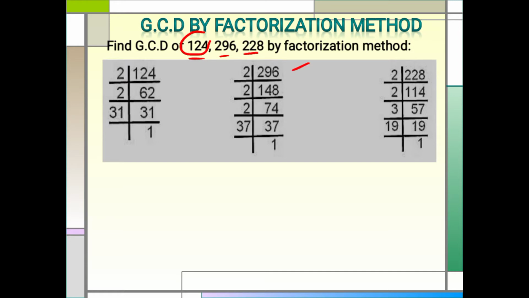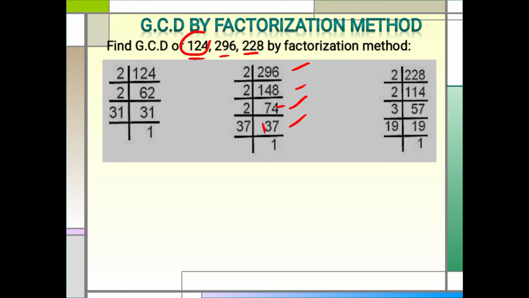Now 296. So first you will divide 296 by 2. So 2 ones are 2, 2 fours are 8 and 2 nines are 18. So next you have 148 and 148 can also be divided by 2. So 2 into 7 will become 14 and 2 into 4 will become 8. Next you have 74. So you can also divide 74 by 2 as well. 2 into 3 is 6 and 2 into 7 is 14.